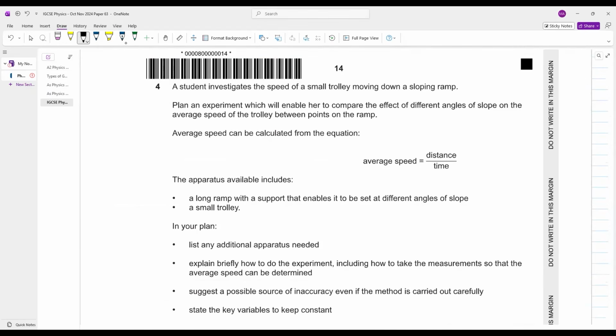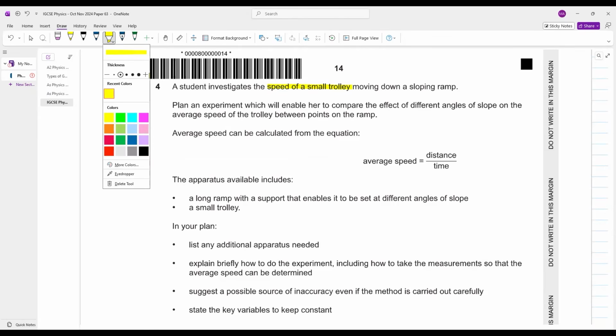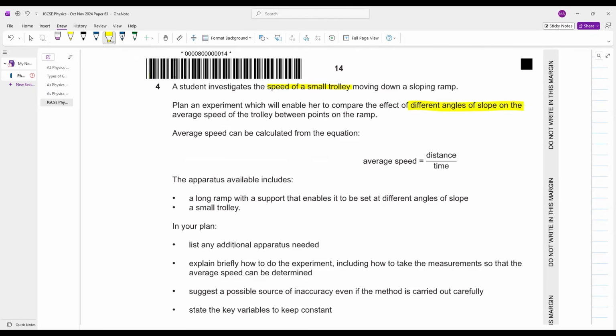आगे बढ़ते हैं. A student investigates the speed of a small trolley moving down a sloping ramp. Plan an experiment which will enable her to compare the effect of different angles of slope on the average speed of the trolley. भाई आपने डिफरेंट एंगल्स ऑफ स्लोप को कंपेयर करना है विद एवरेज स्पीड. मतलब आपने डिफरेंट एंगल्स पे एवरेज स्पीड निकालनी है. सिंपल, नथिंग कॉम्प्लिकेटेड ऑफ एन एक्सपेरिमेंट.